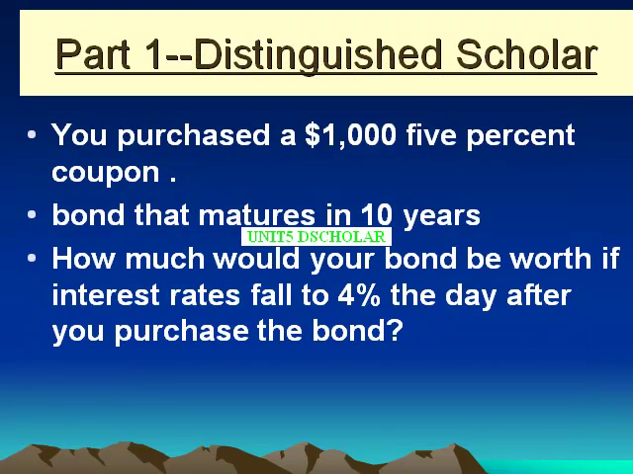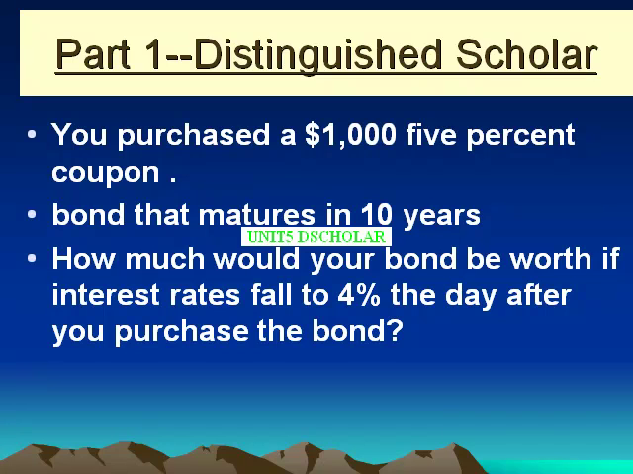Okay, now let's talk about Excel. So we can use Excel also. You purchase the $1,000 5% coupon bond. That means it pays $50 a year, matures in 10 years.